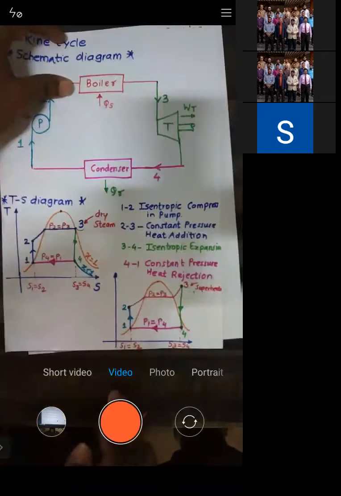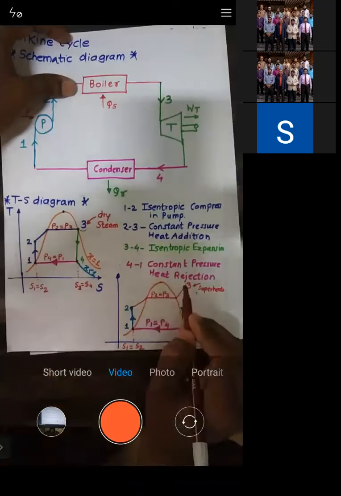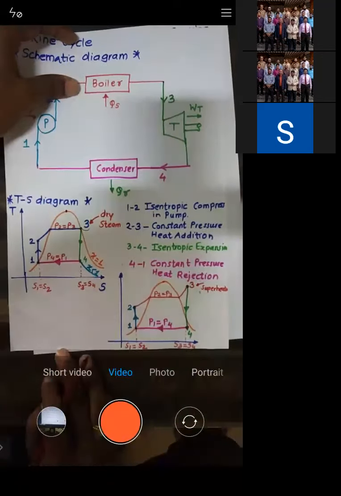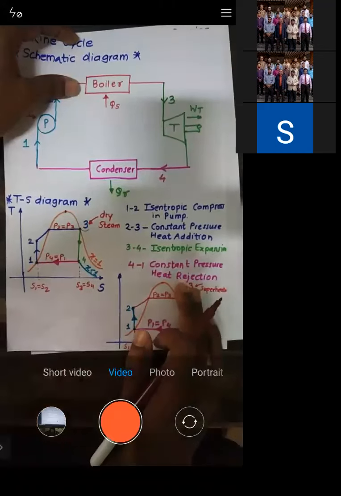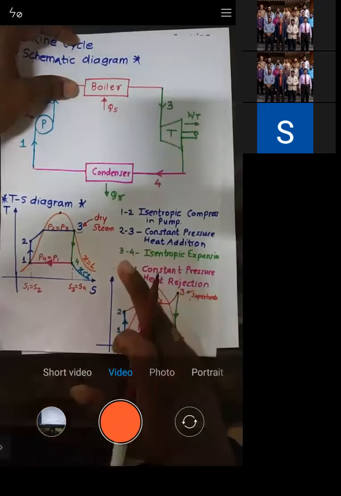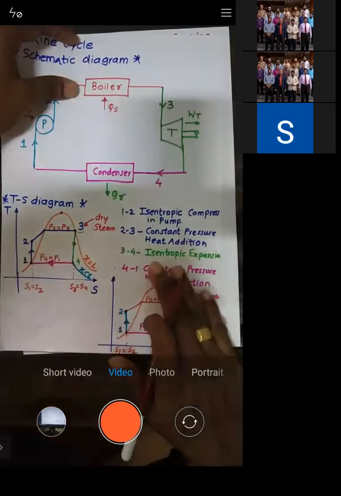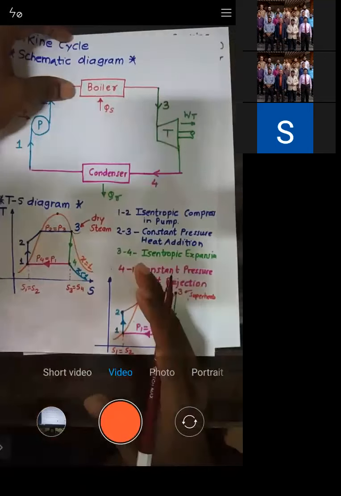But when we go to point number 3 in this particular diagram, it is lying on the right hand side of the curve. It is basically lying in this region, on the right hand side of the curve.